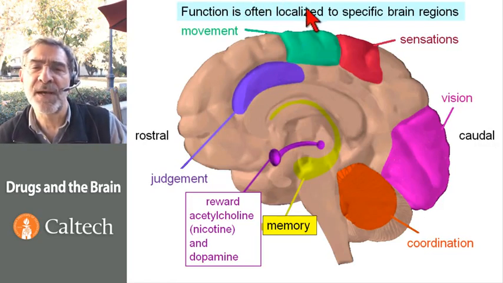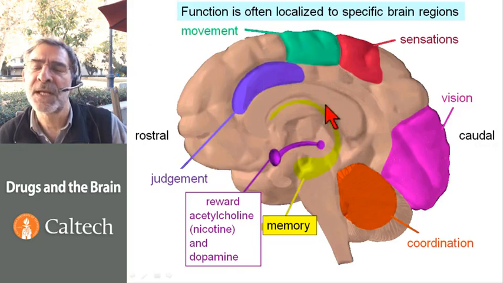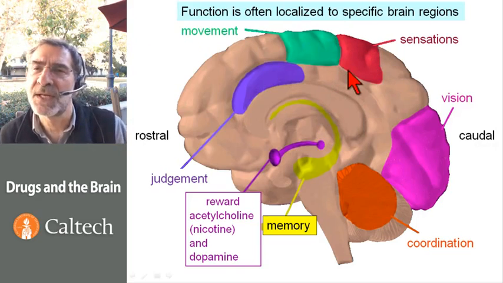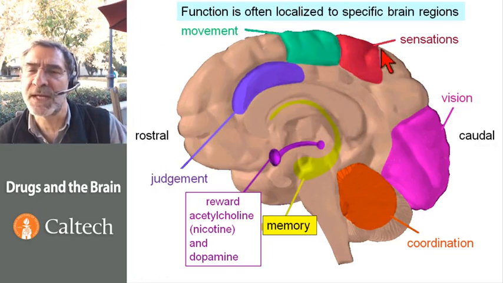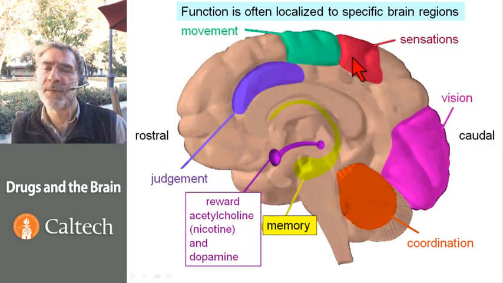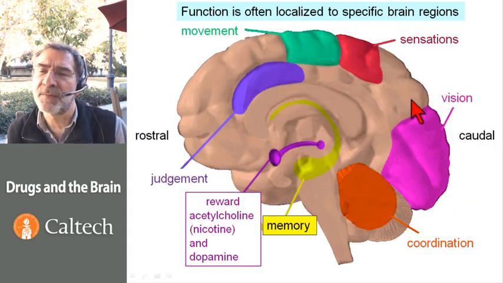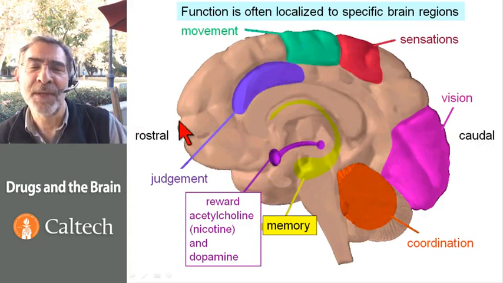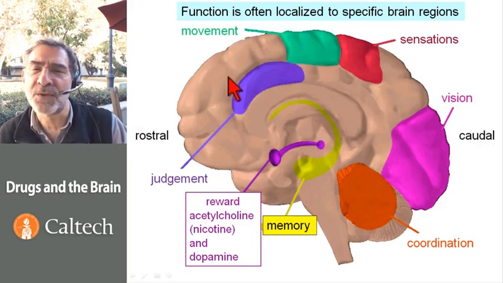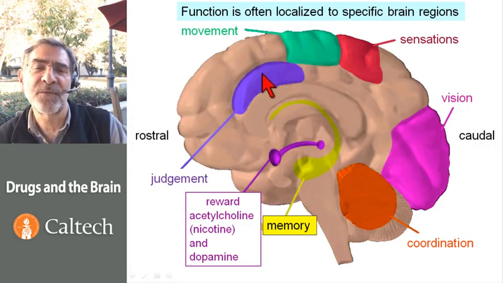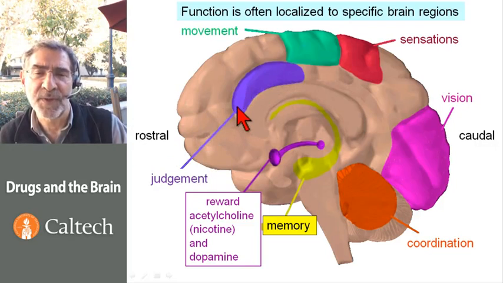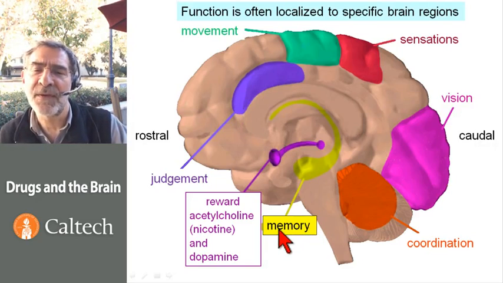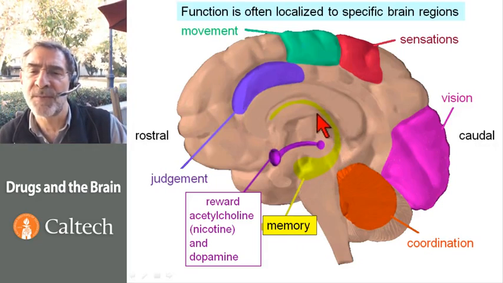So, for instance, here at the top, we have motor cortex controlling movement just forward of the central sulcus, and just in back of the central sulcus is sensory cortex, part of sensory cortex, providing sensations. Back here in the occipital lobe at the caudal part of the brain is visual cortex, and here in the rostral part of the brain is so-called prefrontal cortex, and part of the function of prefrontal cortex is judgment and higher neuronal functions.